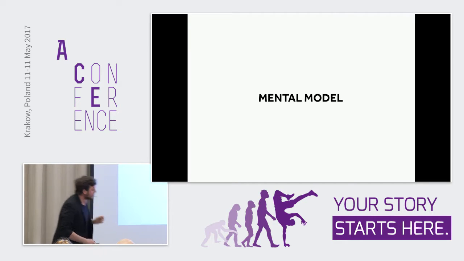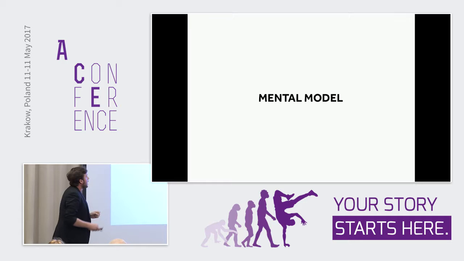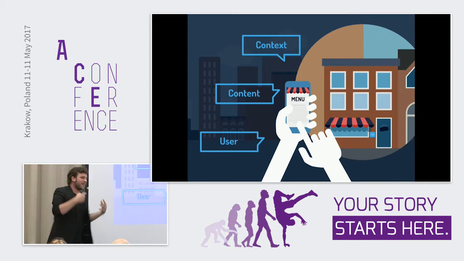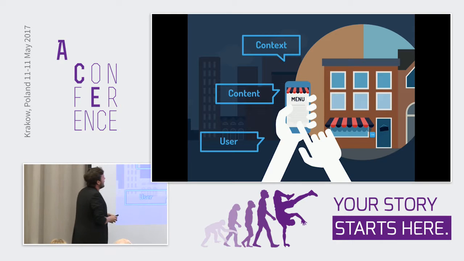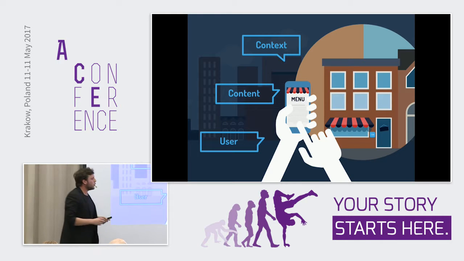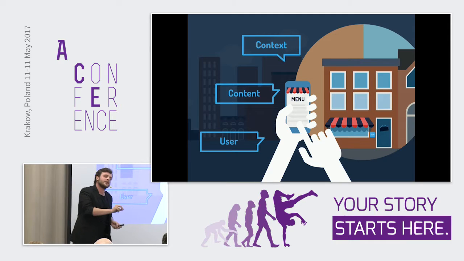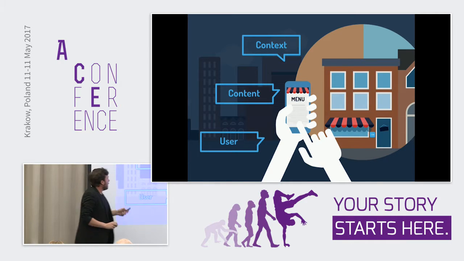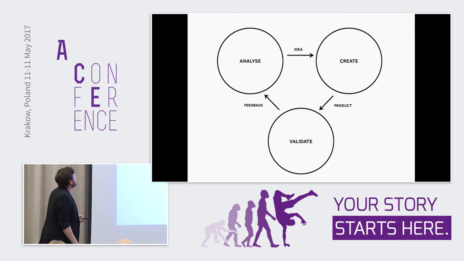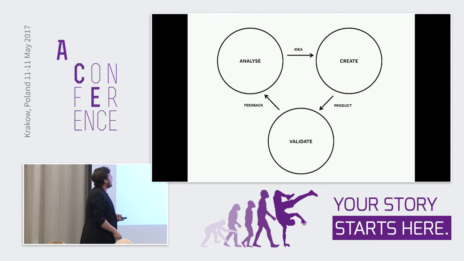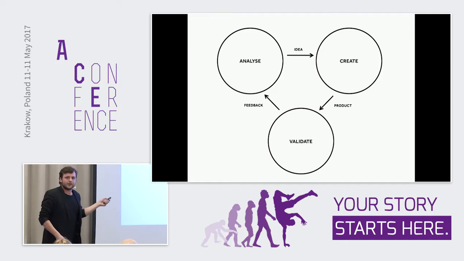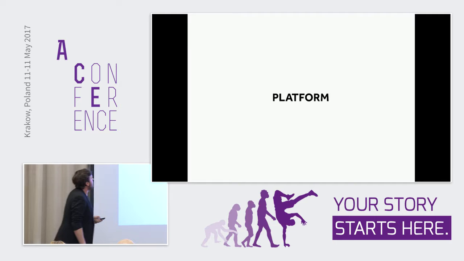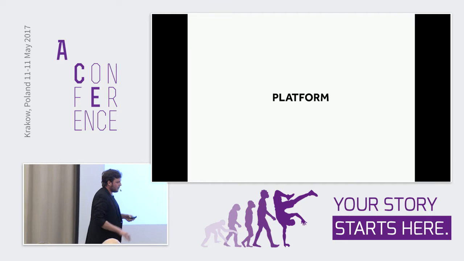And in this context, we began working on Wingu. Wingu is a platform whose main goal was to deliver the right content in the right context. We began working in this lean loop. It's probably the last time you see it at this conference, so take a look, you know it very well.